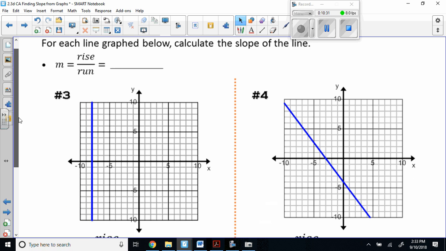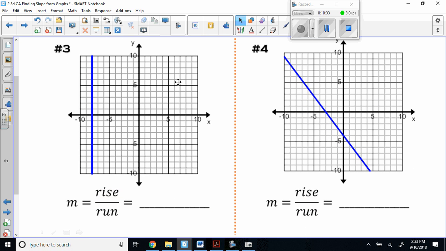I need you to do number 3 right here. I'm going to give you 30 seconds, go. Okay, guys, what did you get for number 3? What'd you get? 10? Is 20 over what? 20 over 0?